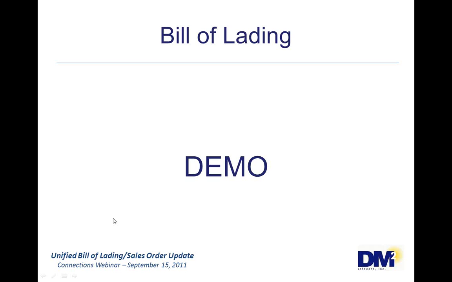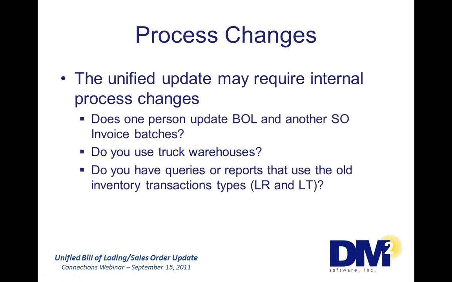The unified update may require some internal process changes. Do you have one person that updates bill of lading and another who updates sales order invoice batches? If so, you will need to make a process change. One or the other is going to need to do the update. Possibly the bill of lading person reviews all the bill of lading journals, then notifies the person responsible for the sales order invoice update, and they're the ones who print the journals for posterity and then do the updates.